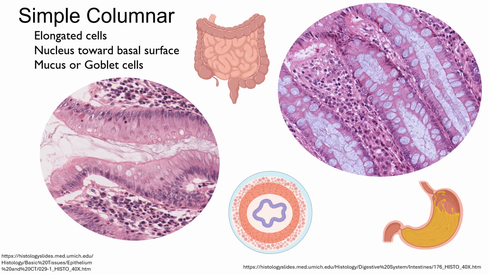Students can get simple columnar and simple cuboidal mixed up because sometimes, like I said, they get flattened in the process of making the slide. A cube and a column look very different, yeah, but sometimes they don't when things get smushed. But what you have to remember is that a cuboidal cell will have its nucleus in the center, whereas a columnar cell will always have their nuclei closer to that basal surface, not the surface that lines the open space, right? Not the apical, but the basal surface.